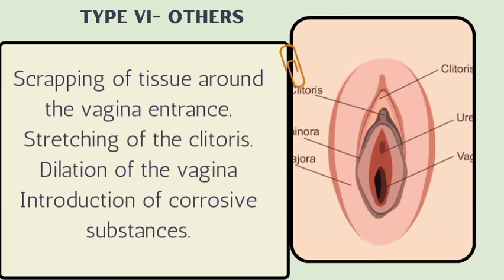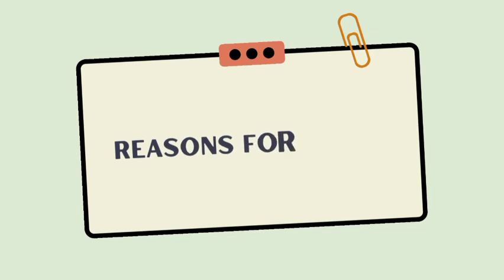Type 6, also known as unclassified types, includes the scraping of tissues around the vaginal entrance, stretching of the clitoris, dilation of the vagina, and introduction of corrosive substances such as alum and herbs into the vagina. This is carried out among some persons.